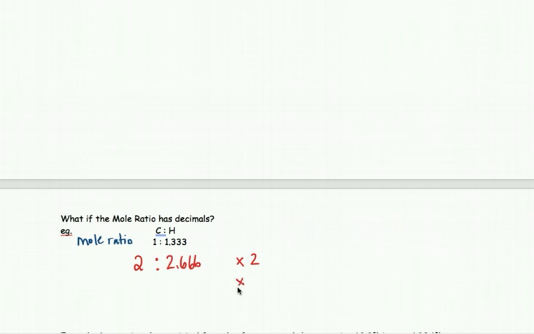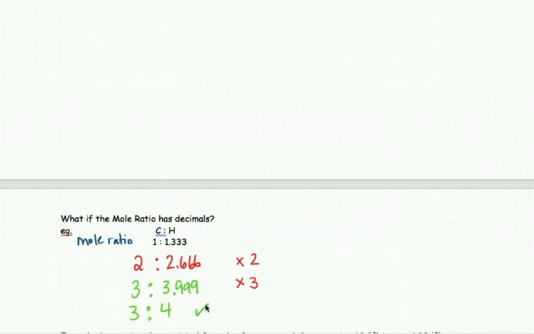So let's try 3 instead. We go back to the original and multiply those by 3. Carbon times 3 is 3, and if we take 1.33 and multiply by 3, we get 3.999, and that's quite close. If you're off by 0.5, 0.6, 0.3, 0.4, those are too far off. But 3.999, that's good. That's like 3 to 4. So that is a much better mole ratio to work with.